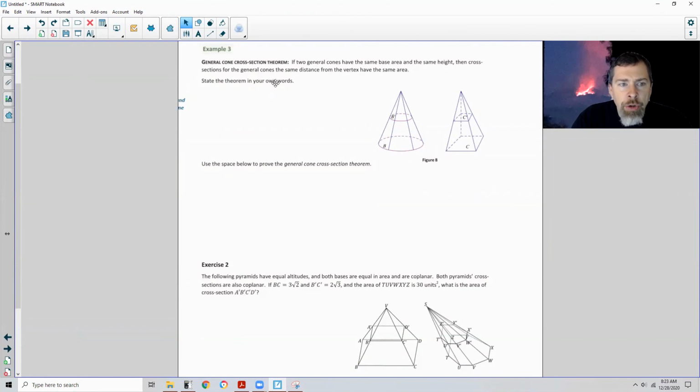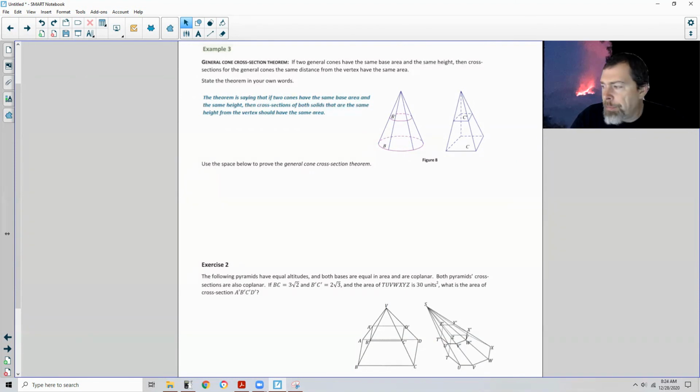State the theorem in your own words. So try to answer this, pause the video, and see how you do. So here is one of the possible situations we have. The theorem is saying that if two cones have the same base area and the same height, then cross sections of both solids that are the same height from the vertex should have the same area. So it's just rewording this a little bit. So we'll use the space below to prove the general cone cross-section theorem.